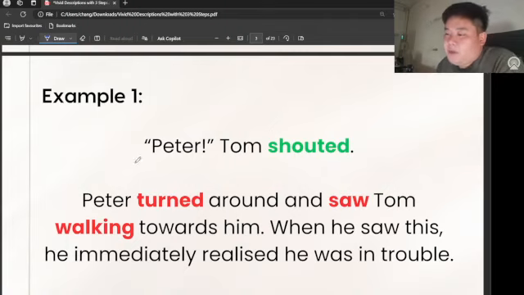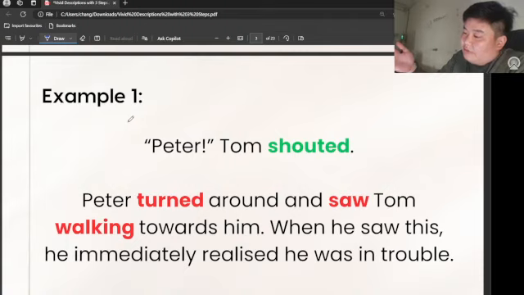So typically what you can do is this: use a little bit of dialogue and some basic descriptions to paint the scene. "Tom shouted." "Peter turned around and saw Tom walking towards him." "When he saw this, he immediately realized he was in trouble." Ooh, so something bad is going to go down.